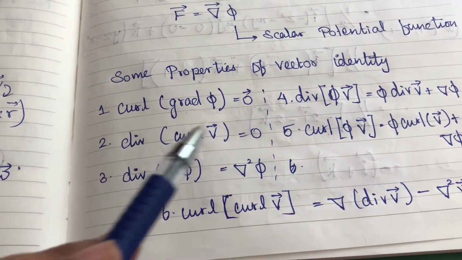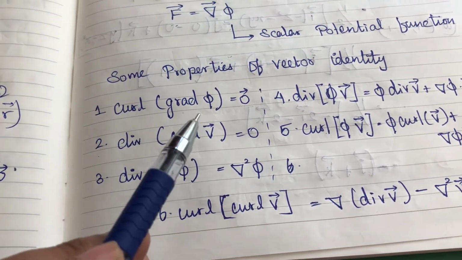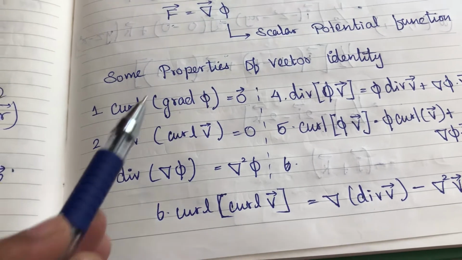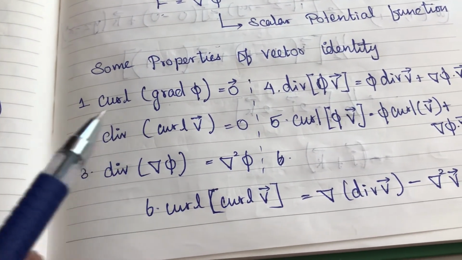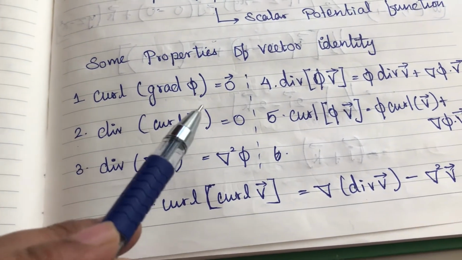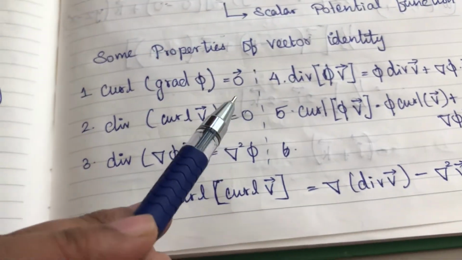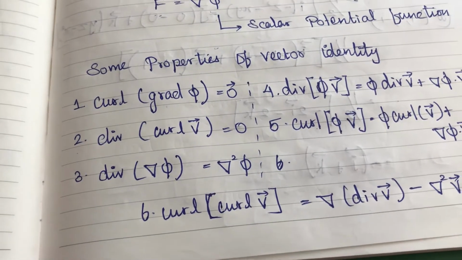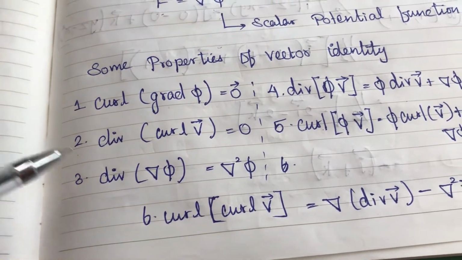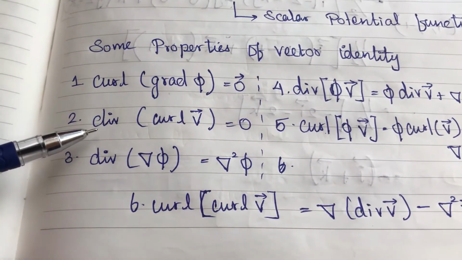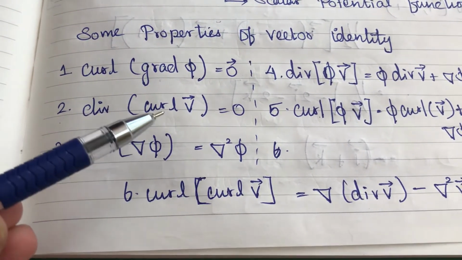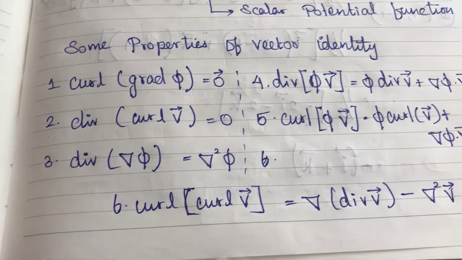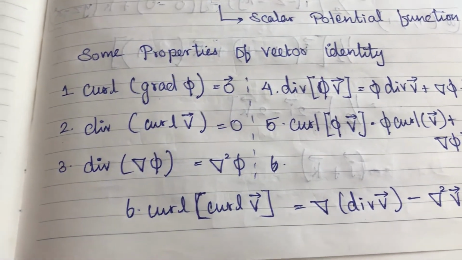If you are taking the curl of the gradient of phi, it will always be 0 for whatever the function is. And the second point is the divergence of the curl of the vector v. First we need to take the curl and then the divergence, and it will always be 0.